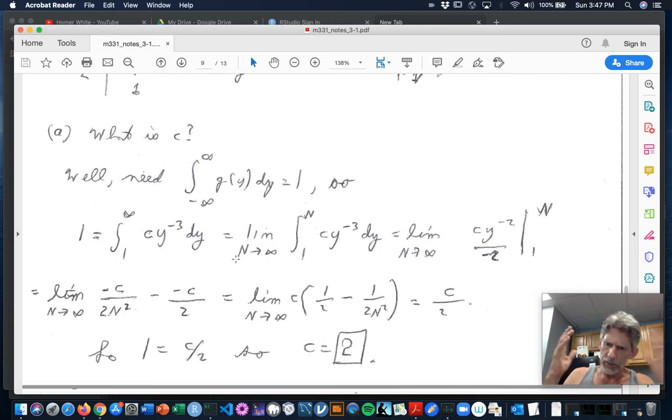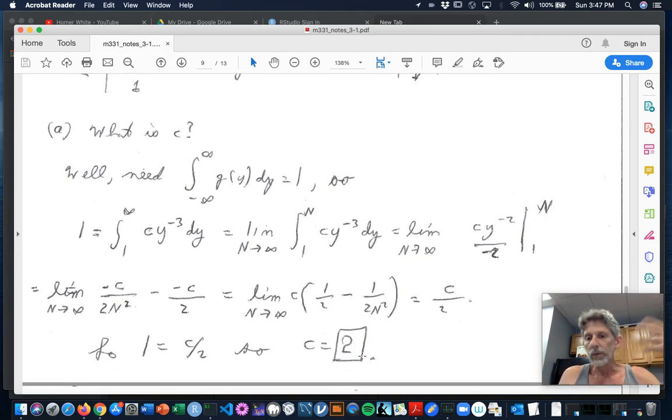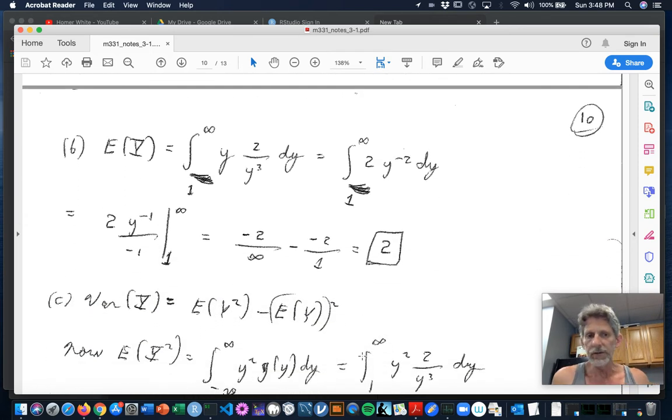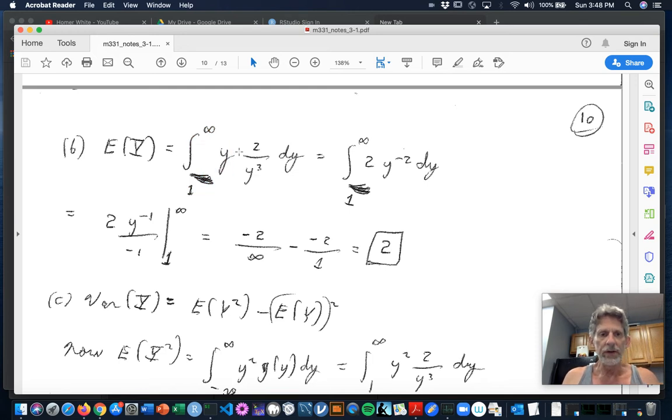Now we remember, why did we do all this? Oh, it was to find c. We know that 1 is c over 2, so we got a little equation, and we can solve it for c, and c happens to be 2. So now we really know the density function, and we can find out other stuff, like maybe what's the mean of y. So its expected value is the integral over its support of possible value times the probability of that value.